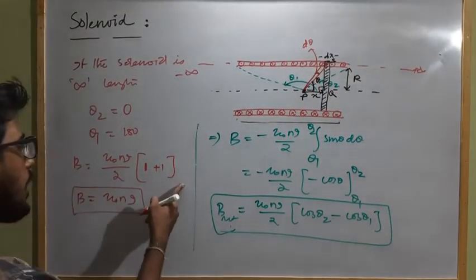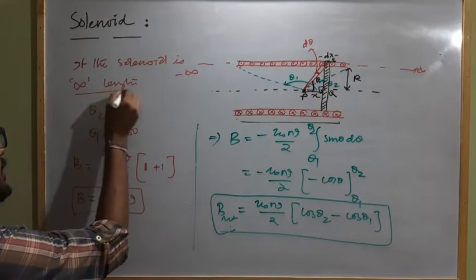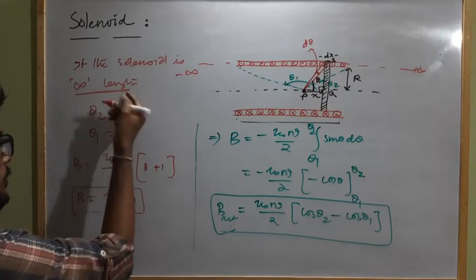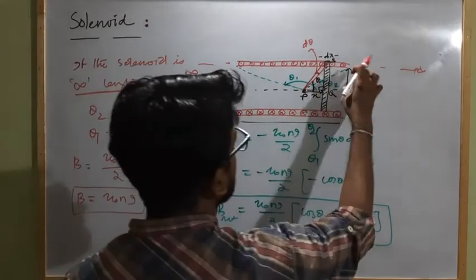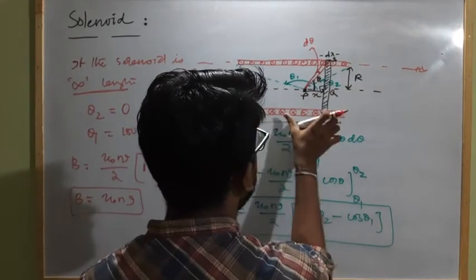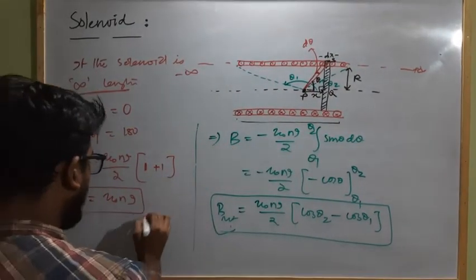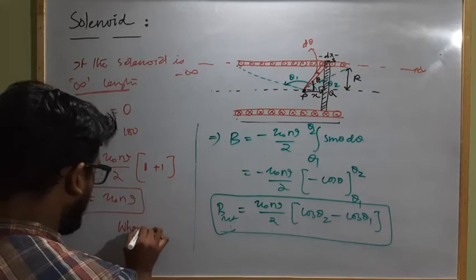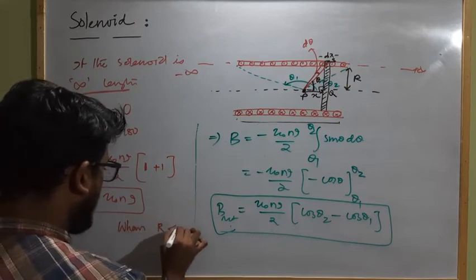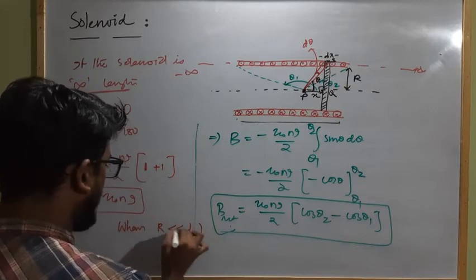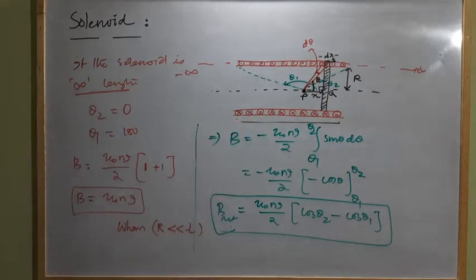I already told you that infinite is a relative term, and this will happen when the radius r is very negligible in comparison to the length. This will happen when the radius of the solenoid is negligible in comparison to the length of the solenoid. It will behave as an infinite solenoid.